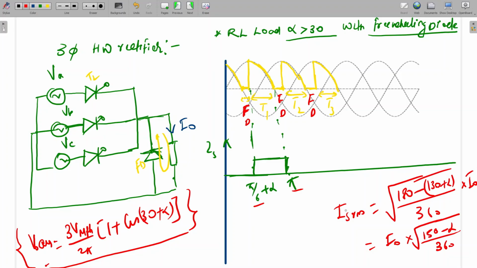Source RMS current. Can anyone reply? Yes, sir. Okay. And what will be the freewheeling diode current RMS? Can you observe and tell? IFD RMS. For how much duration is it conducting in 360 degrees?